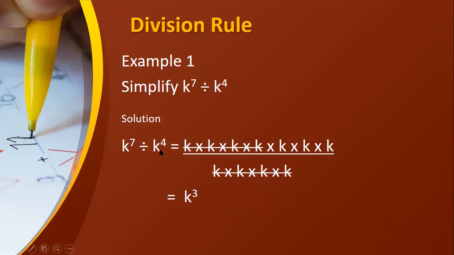We are going to write k raised power 4 in its expanded form also, and that would give us k times k times k times k. 4 k's here, we cross out 4 k's here, and we would be left with 3 k's, and that is k raised power 3. So we can say k raised power 7 divided by k raised power 4 would give us k raised power 3. That is division rule.